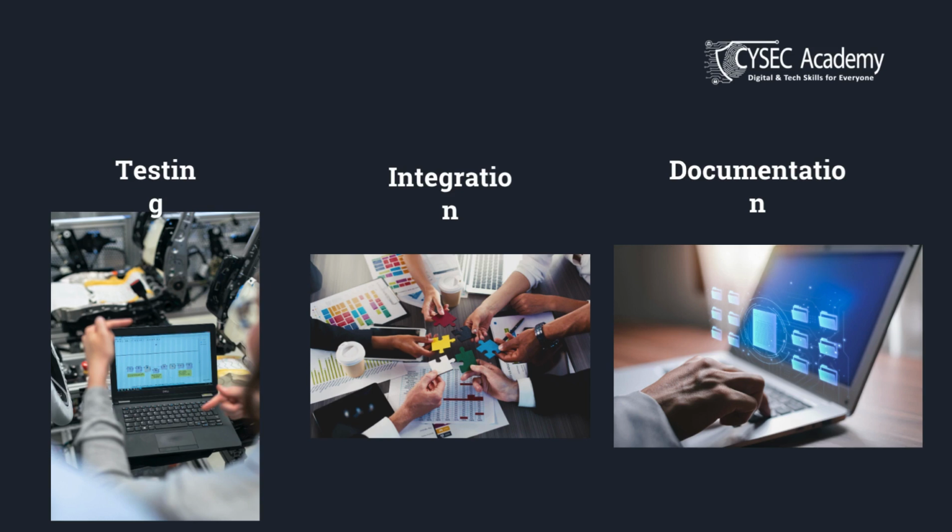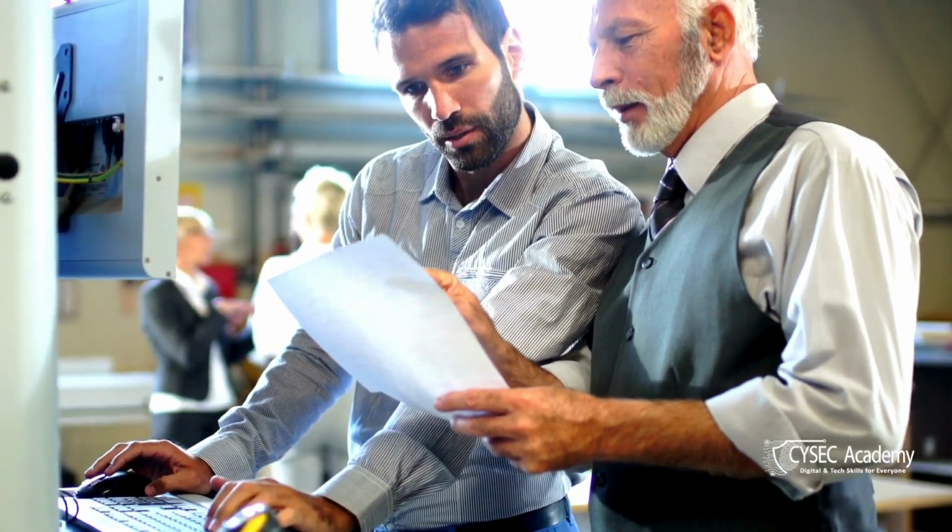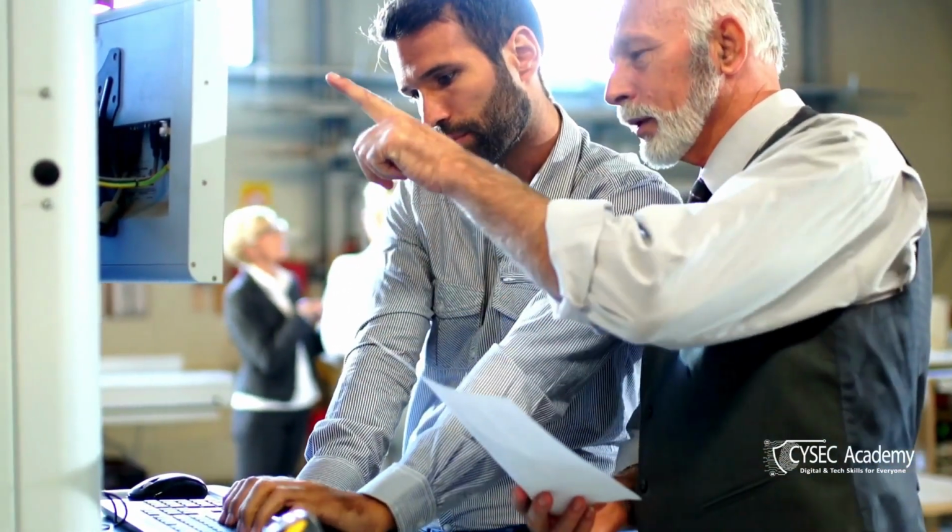Integration. Ensure new controls integrate properly with existing security tools and infrastructure, e.g. ensuring endpoint logs feed into the same SIEM. Documentation. Document the configuration, operation, and maintenance procedures for the control. 3. Management and maintenance. Security controls require ongoing attention to remain effective.